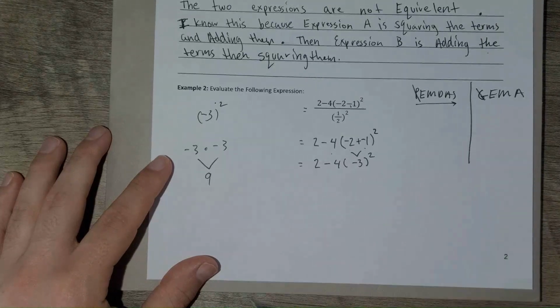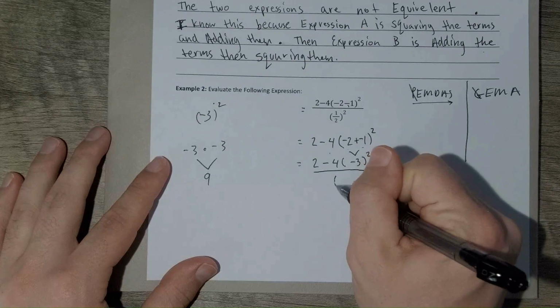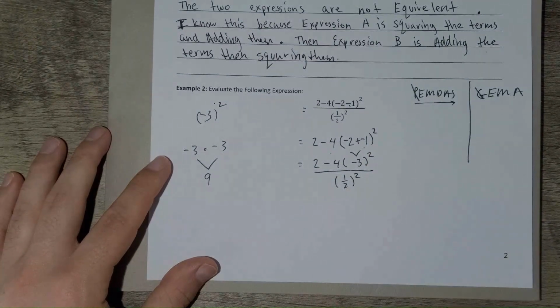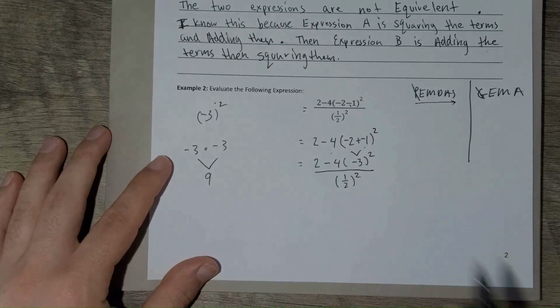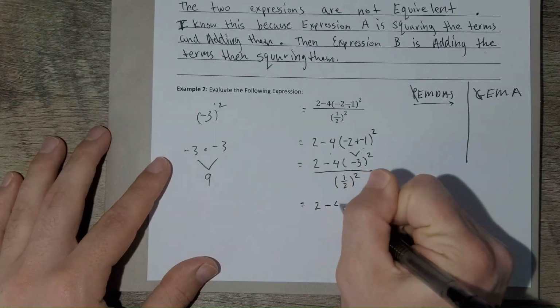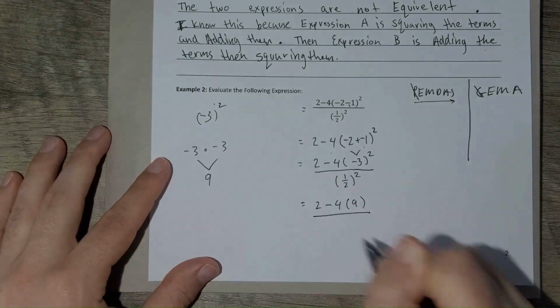Oh, I made a mistake. I didn't have my fraction there. So make sure y'all always carry down your fraction. And so -3 to the second power is equal to 2 minus 4 times 9 all over.